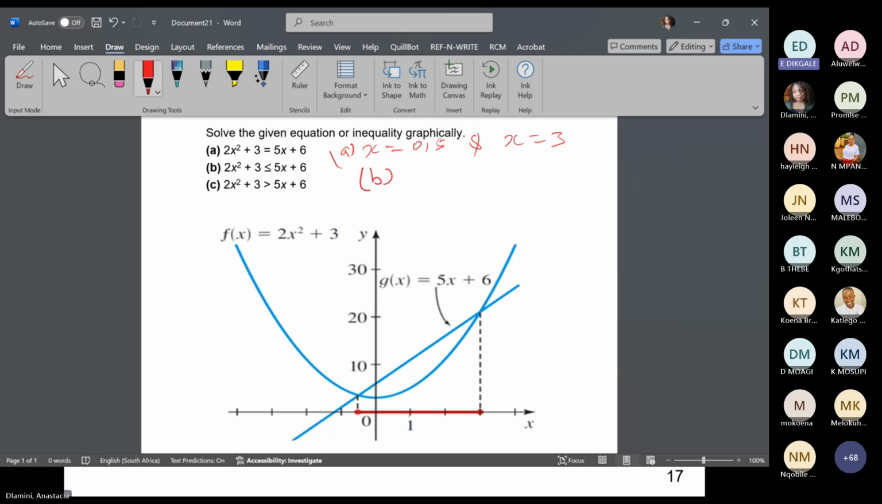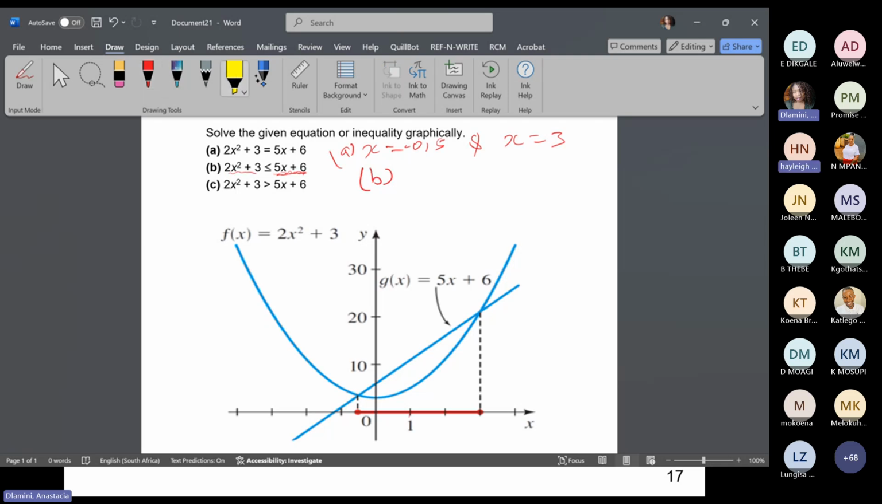From negative half to 3. They are telling you that they want where the shark is eating the straight line, meaning the straight line is on top and the parabola is at the bottom.